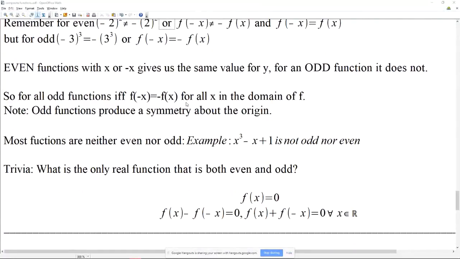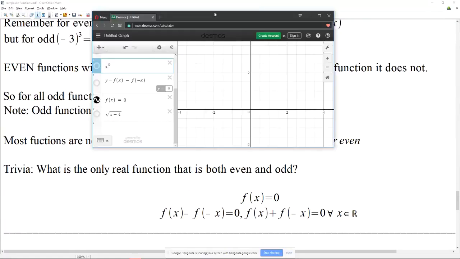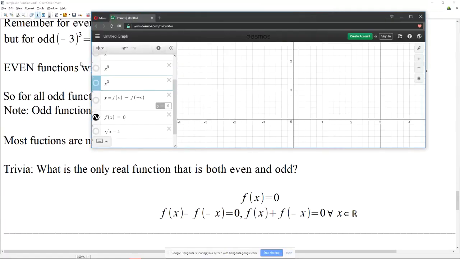Okay, so a little bit of other trivia before we go on. There might be some higher math where this doesn't hold true, but for basic reasoning, what's the only real function that is both even and odd? That's the function f of x equals 0. The reason for that is, let me show you what that function looks like. F of x equals 0.